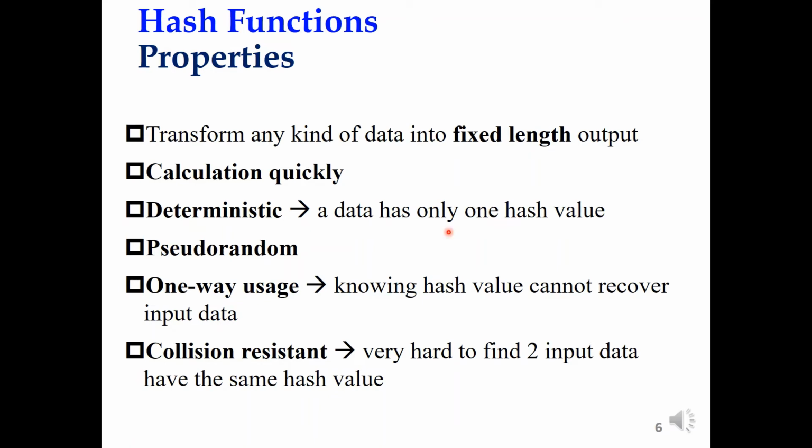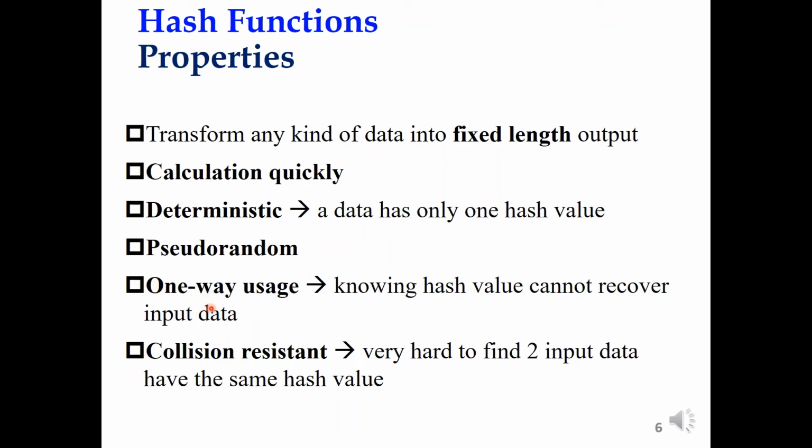The next, which is very important, is pseudo-random. It means that the output hash value is somehow random. For two input data that are similar, for example, differing by only 1 or 2 bits, their output hash values should be completely different because the outputs are random. It seems that there is no relationship between the output hash and the input data. So that's the property of the hash function that we should achieve.